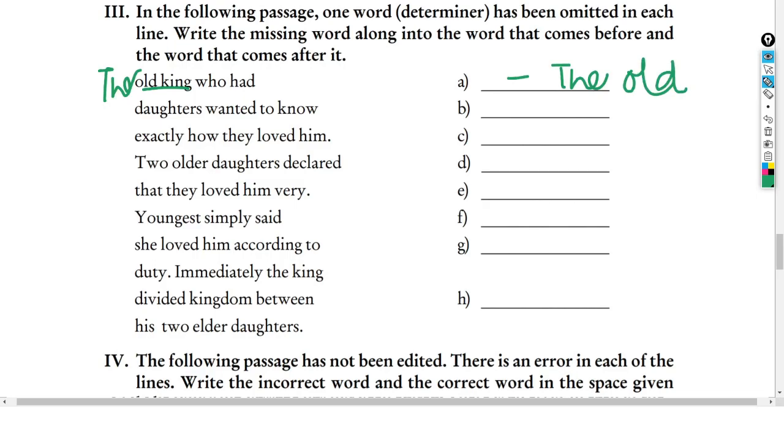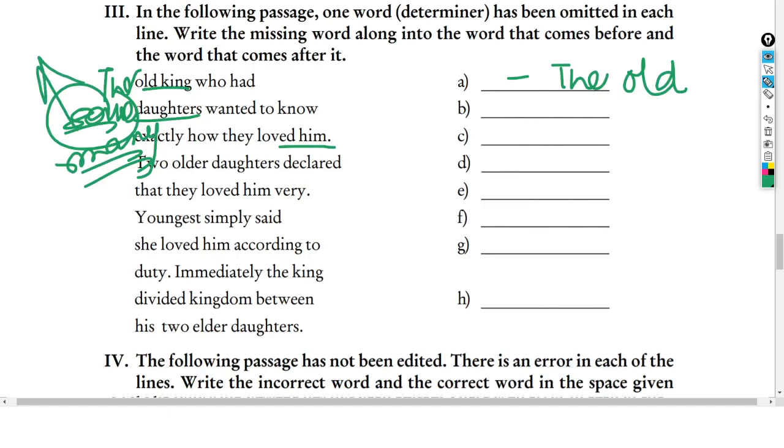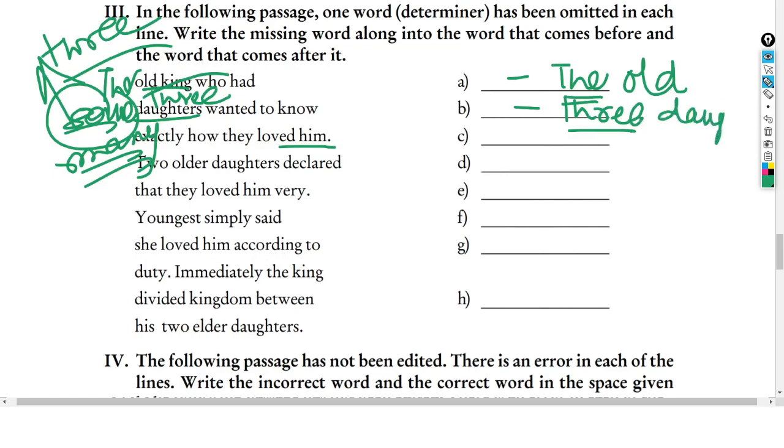The old king who had daughters wanted to know exactly how they loved him. How many daughters he had? Suppose you do not know that 3 daughters he had, then you can write some daughters. You can write many daughters. If you write many, then it will be again wrong, because you can count. Therefore, you can give the quantity in the form of 2, 3. Okay, this 3 is the correct one. Therefore, you write the 3 here. THREE. Therefore, the old king who had 3 daughters. This will be the answer part. Therefore, I'm underlining it. 3 daughters.